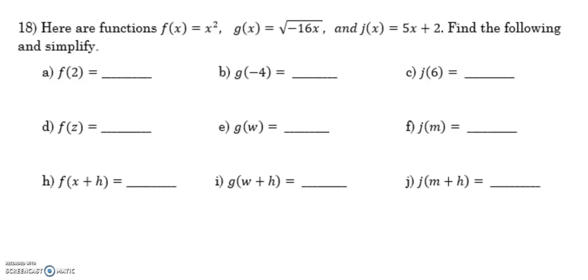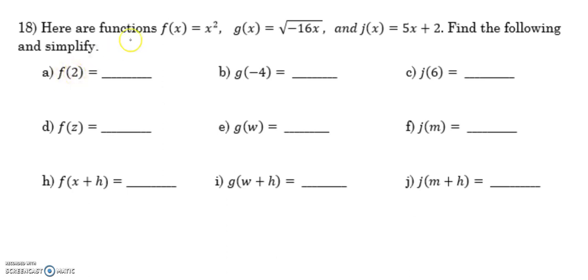All right, we're going to pick up with number 18 in this video. So here we're given three different functions, f of x, g of x, and j of x, and we are asked to find the following values or expressions and simplify if possible. So these go back actually kind of to Unit 2 from the fall, just a matter of substitution.